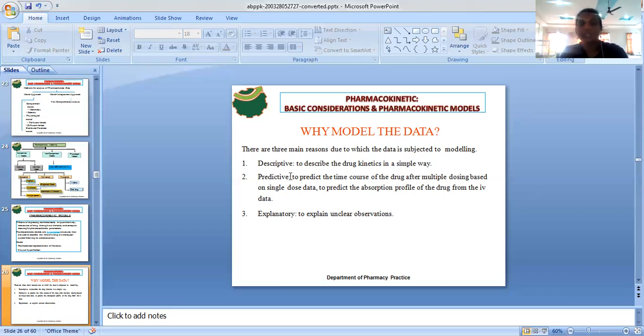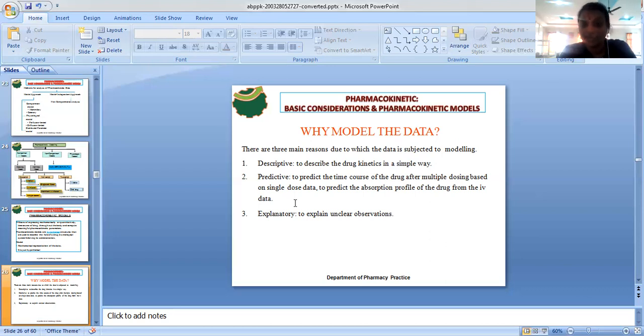way. And the second one is the predictive. What to predict? To predict the particular time course of the drug after multiple dosing based upon the single dose data, and to predict the absorption profile of the drug from the intravenous data. Here different types of routes of administration and different types of dosing can be used. It may be an IV bolus dose, extravascular administration, intramuscular, or subcutaneous routes. Drug behavior will also change with respect to the route of administration.